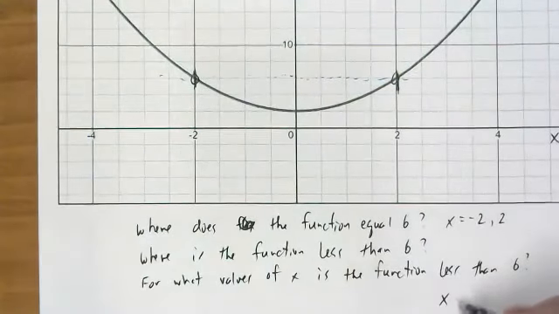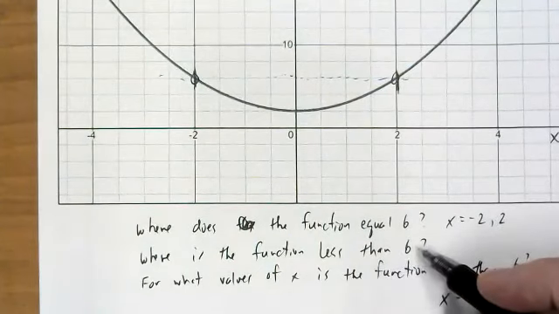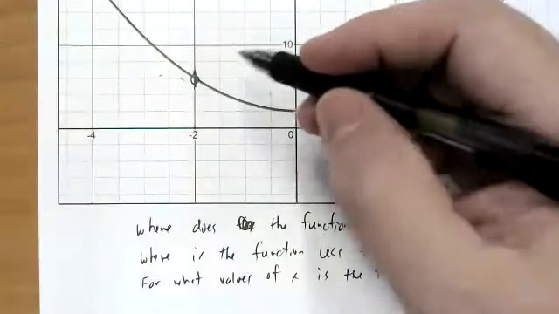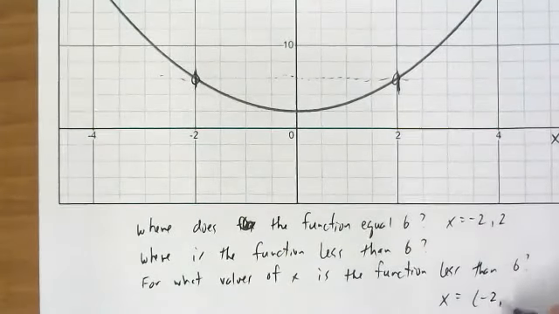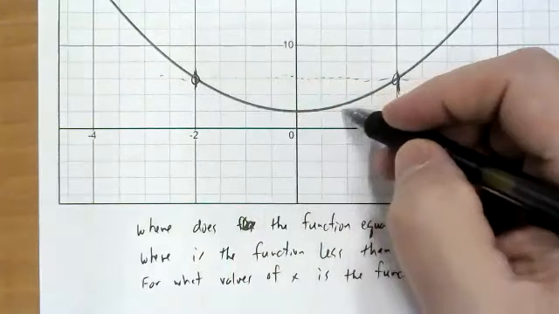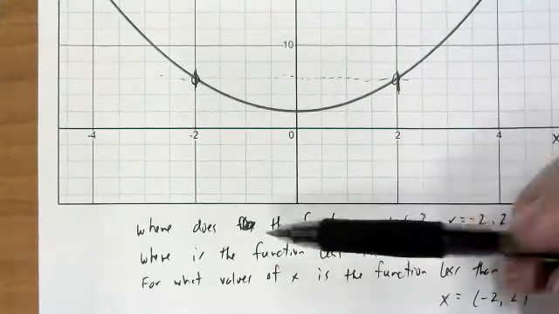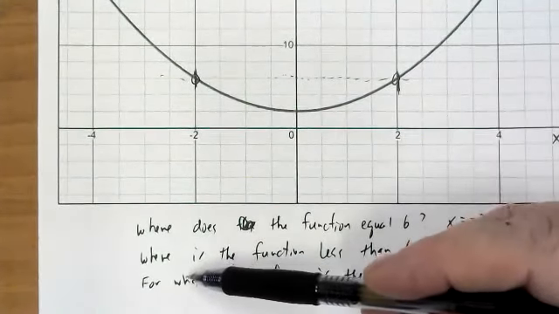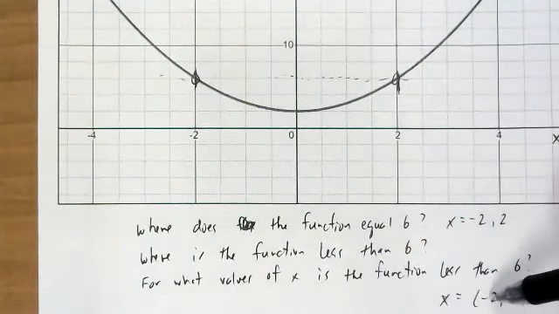So the answer is the interval, and since I'm saying less than, I don't include this point. So it starts at -2. -2 is the smallest value of x for my solution here, and it goes all the way up to 2. So the solution to this question, for what values of x is the function less than 6, is -2 to 2.